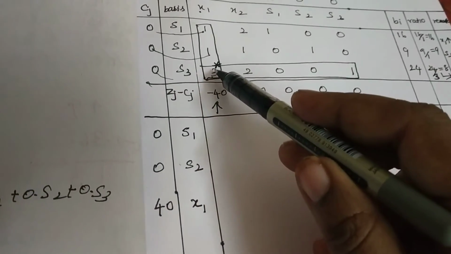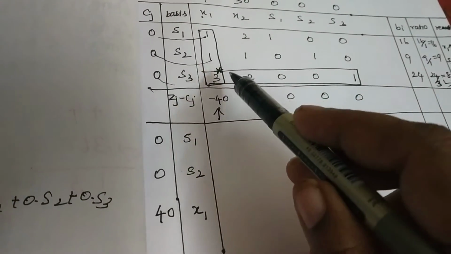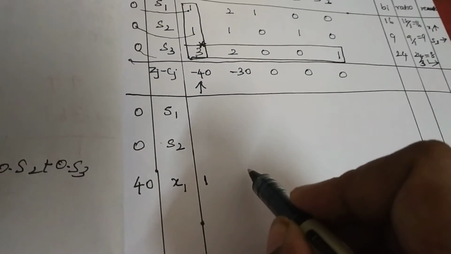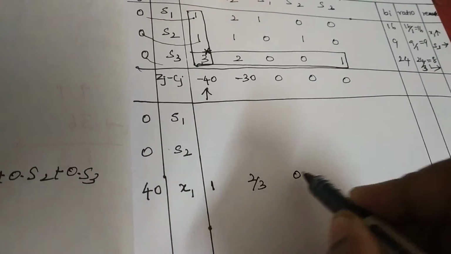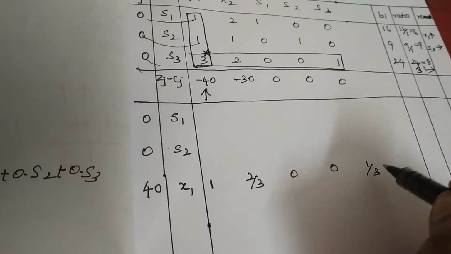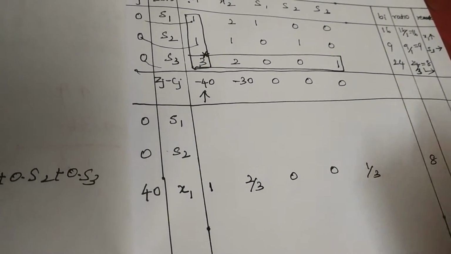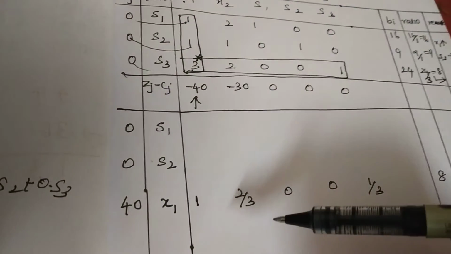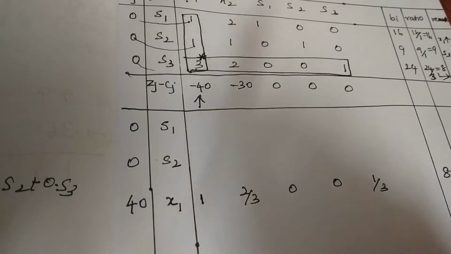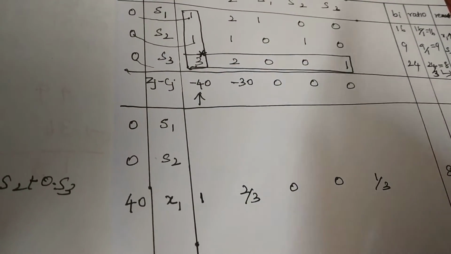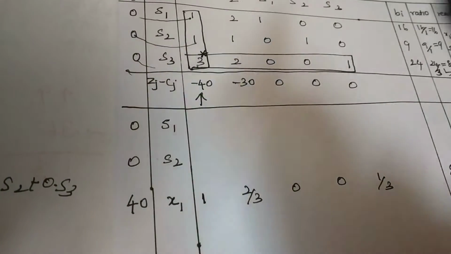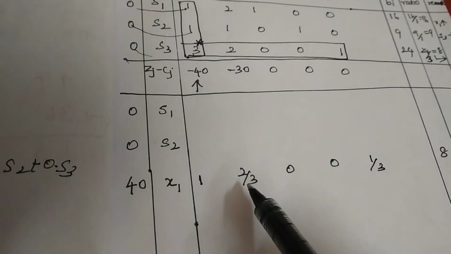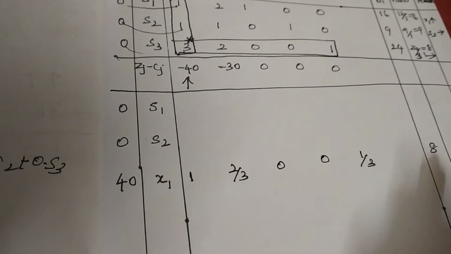So here we have 3, so divide by 3 itself. Divide by 3 itself means we get 1. 3 by 3 is equal to 1, then 2 by 3, 0, 0, 1 by 3, and 24 by 3 is equal to 8. So this is the pivotal element, and in the next table it should be unity. To make it unity, you just divide this row by itself. So that is 1, 2 by 3, 0, 0, 1 by 3 and then 8.